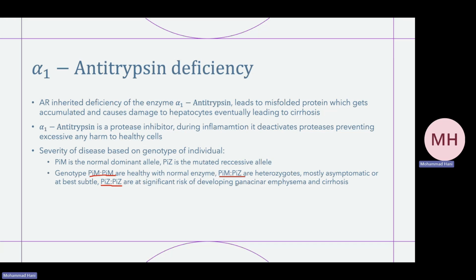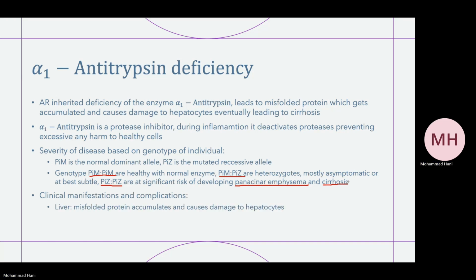You can check out more about panacinar emphysema in the respiratory section. And cirrhosis occurs because the misfolded protein starts accumulating within the liver, and misfolded protein accumulation is damaging to cells. It affects the cellular functions and leads to necrosis, and these cells die, and over time you get liver cirrhosis.